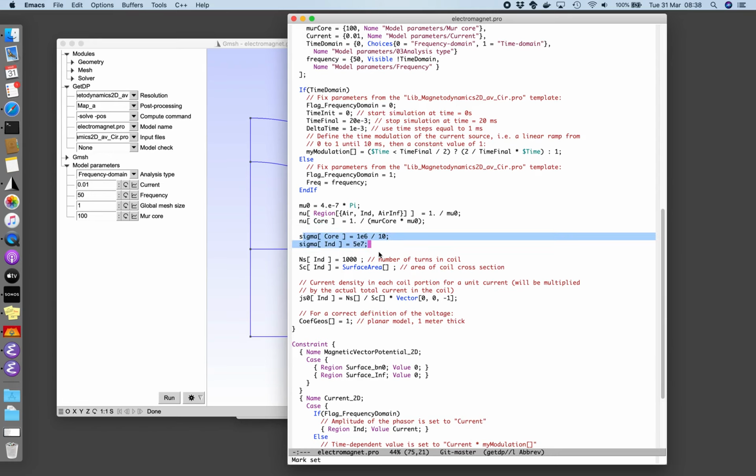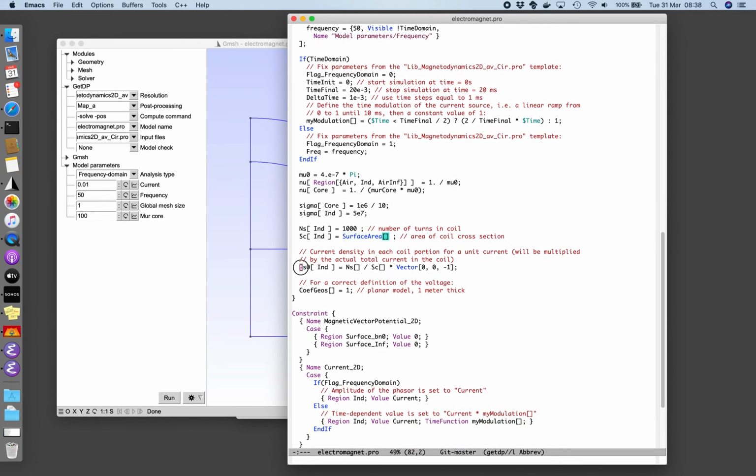Conductivities are defined like this. And then here you see that we define the number of turns to be 1,000. So we have 1,000 turns in the coil. And the section, we use the function that we already saw in the magnetostatic case. We use this built-in function surface area that allows to use the mesh directly to compute the surface.